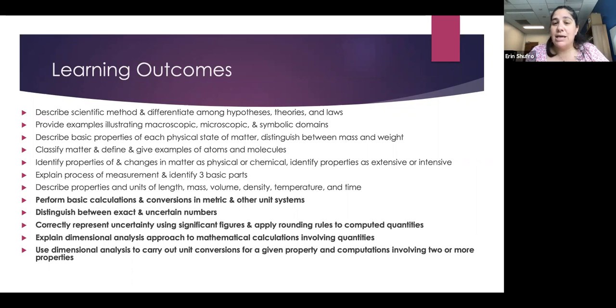Now, that isn't to say that you might not have questions, right? So let's say that you're doing the reading and you're having a hard time distinguishing between microscopic and macroscopic and symbolic domains, right? And you've read the material and you still don't understand, and you think, you know what, I need help with this. Where do you go to get that help?